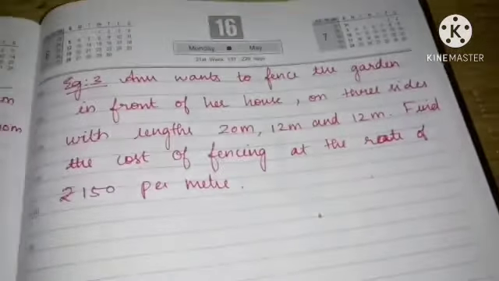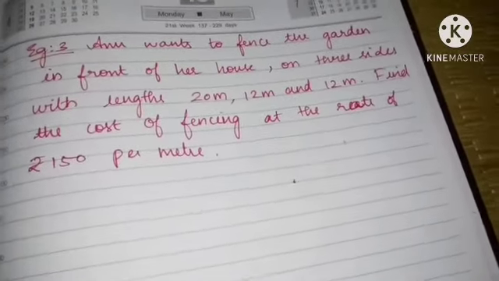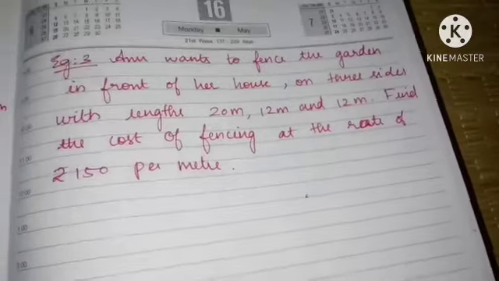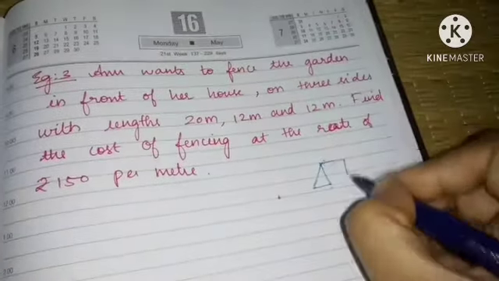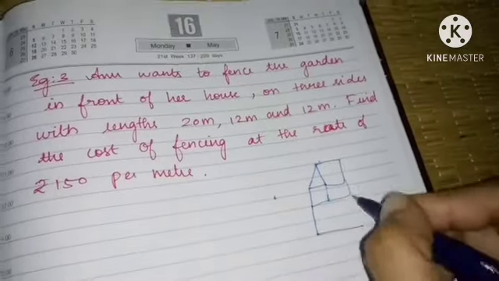It is very easy, but you should think and answer example number 2. Now it is example number 3. Anu wants to fence the garden in front of her house. So you can see the diagram. One house is there. The fence is like this, from here, here and here.